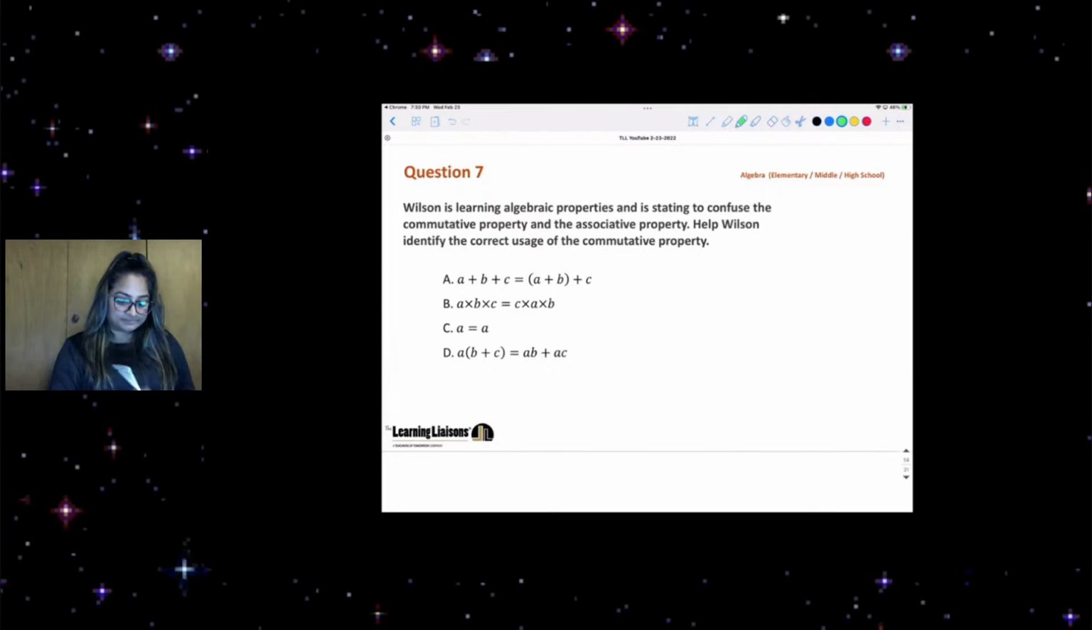All right. Number 7. It is an algebra problem, and our algebra problem is elementary, middle, or high school level. So it says Wilson is learning algebraic properties and is starting to confuse the commutative property and the associative property. That seems like some important information. So let's help Wilson identify the correct usage of the commutative property.